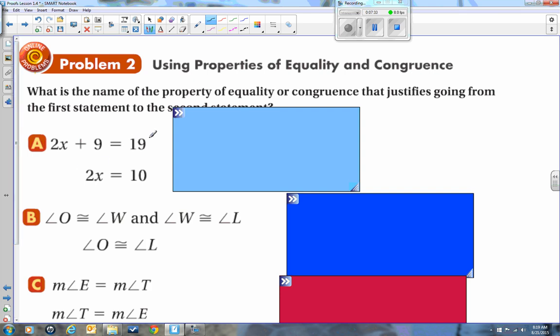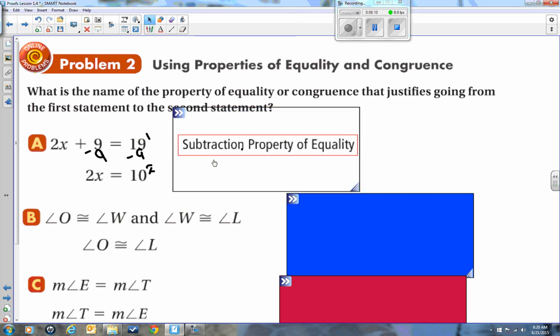Take a look at this. This is like step 1 here, and this is step 2. What happened? If you look at the problem, you notice it has variables in it. It's an algebra problem. What happened? It was 2x, and the plus 9 suddenly disappeared, and 19 became a 10. So they must have subtracted 9 from both sides. What property is that when you subtract from both sides of the equation? That must be subtraction property of equality.